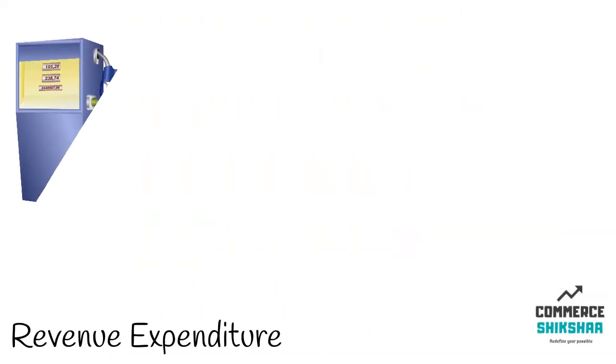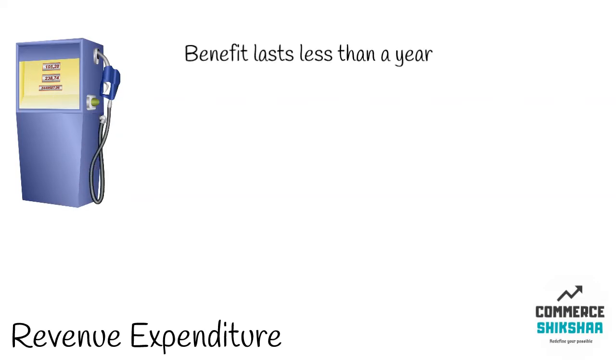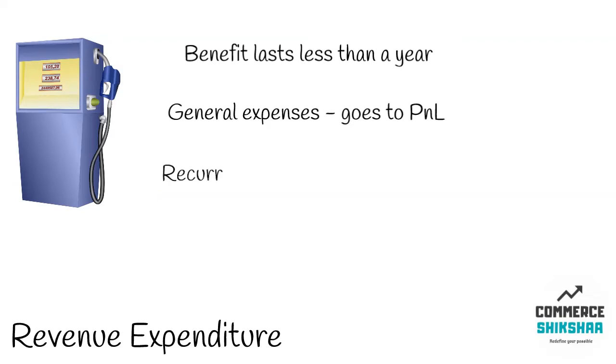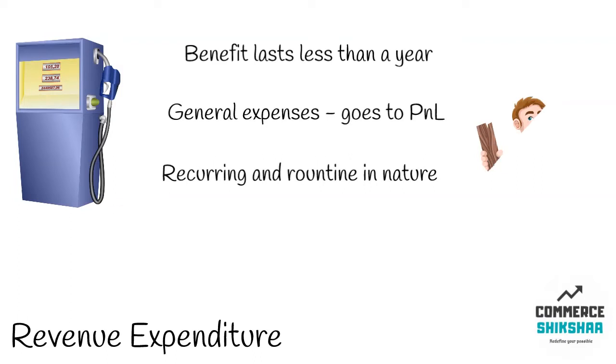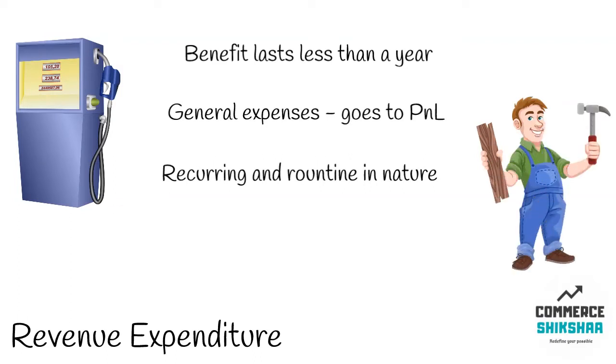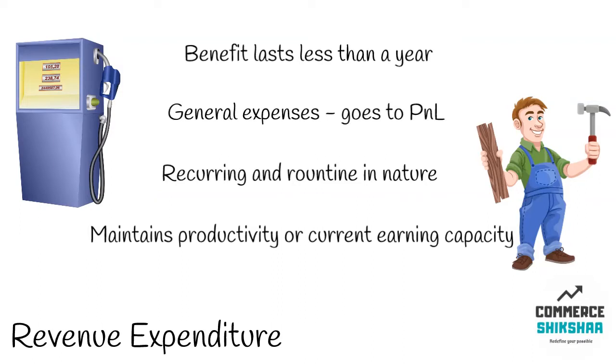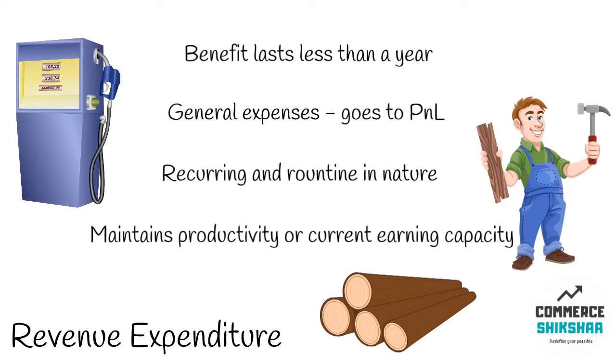Now let's discuss the meaning and features of revenue expenditures. Revenue expenditures are those the benefit of which lasts us less than a year. These are general expenditures and they go to the P&L account. These are recurring and routine in nature, that means they are repetitive, unlike capital expenditures, and these help us to maintain productivity and the current earning capacity, the current efficiency, as opposed to the capital expenditures, which help us to increase the current capacity. So whatever expense that we incur which helps us to maintain our regular business are revenue expenditure.